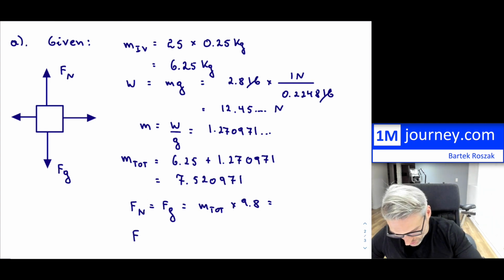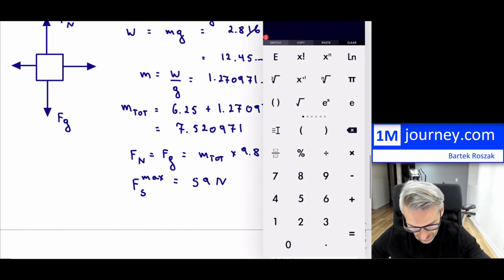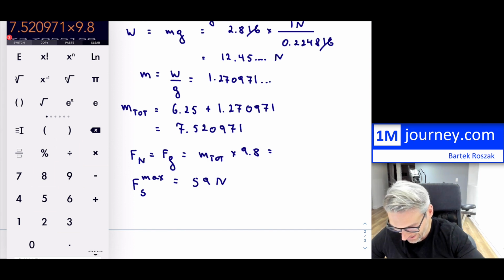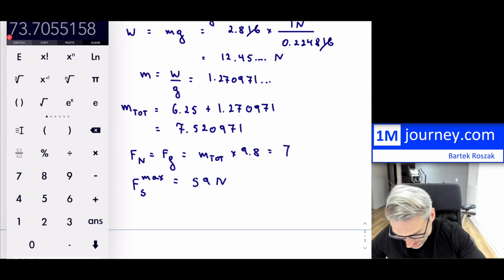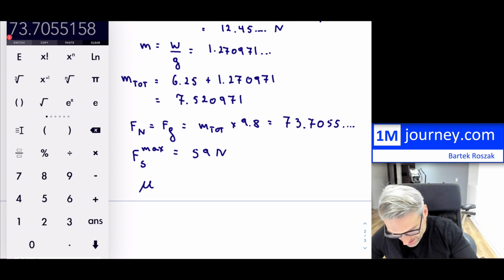Your force of static friction, so this is the maximum static friction, is 59 newtons. Once we have these, let me do that all in there: 7.520971 multiplied by 9.8 gives me 73.70, etc.